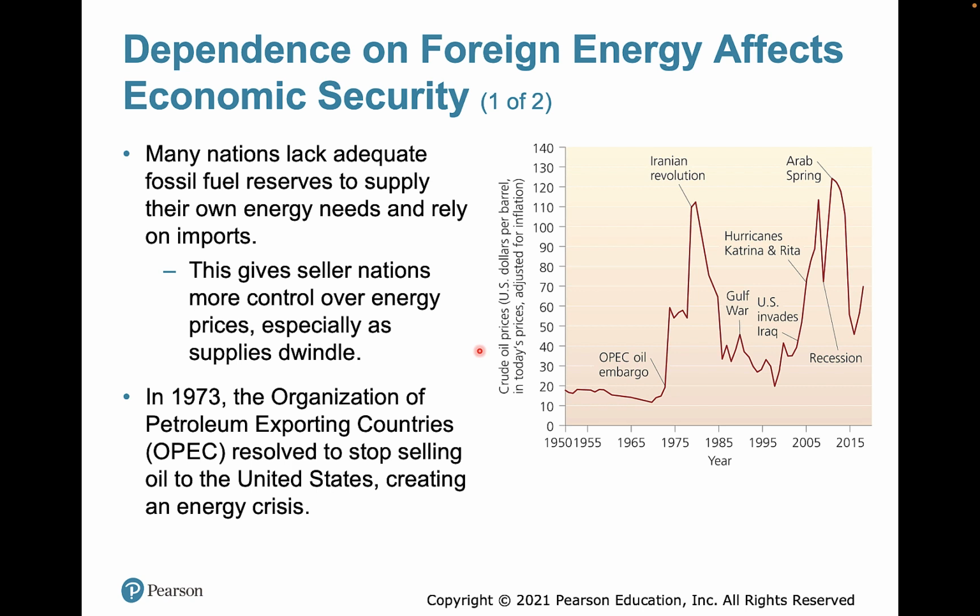So why did we move towards Canada? Why did we start to get our oil from the tar sands in Alberta, Canada?